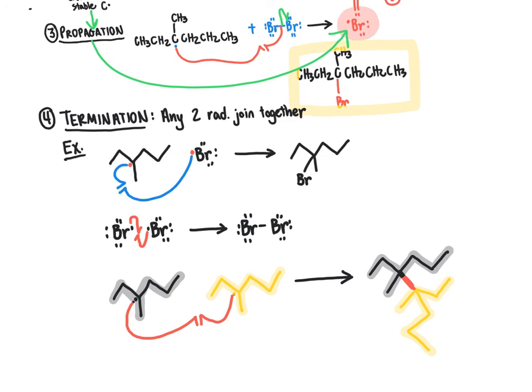So again, which one of these termination steps is most favorable depends upon which of these species are most common in the reaction mixture once we have exhausted the majority of our alkane starting material and our Br2 starting material. That's when we're going to see this termination step take place.